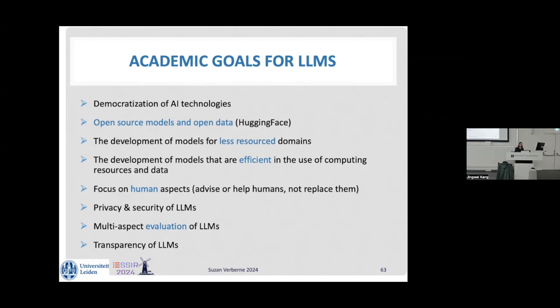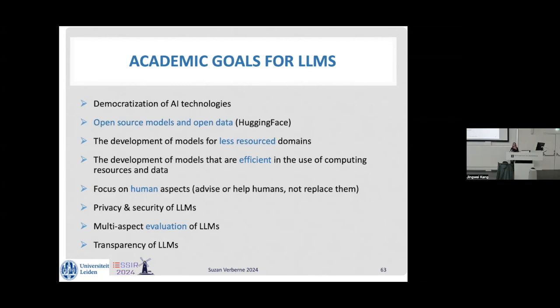Another direction is the development of models that are efficient in the use of computing resources and data. Using quantized models, using the 7 billion version of models, you have to instruct them better, but you can run them on a much smaller GPU, which is also much more energy efficient. Then focus on human aspects. How can we help desk employees? How can we assist them, not replace them? How can we assist lawyers and doctors, not replace them? And in the evaluation, look at multi-aspect evaluation, not asking humans, do you like this, but looking at several aspects of the output.